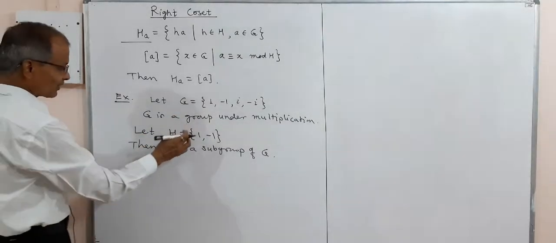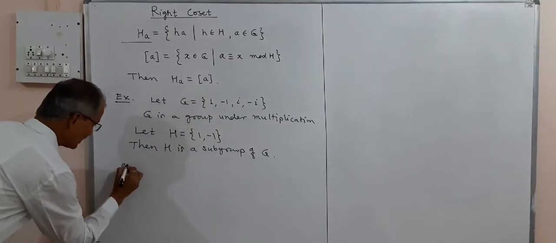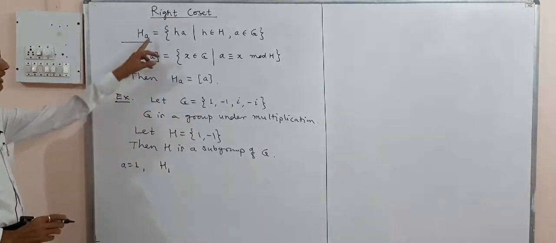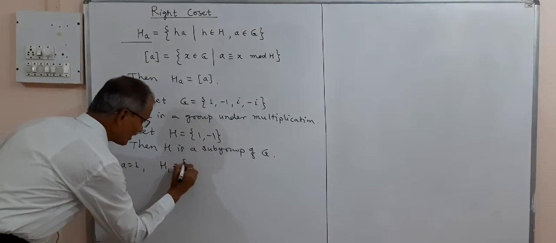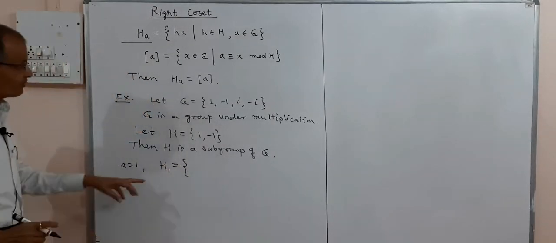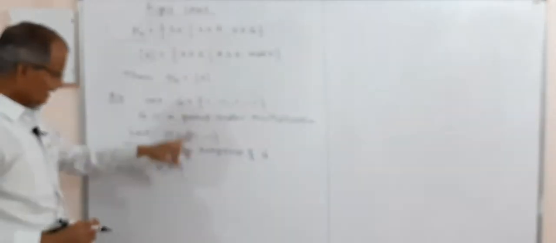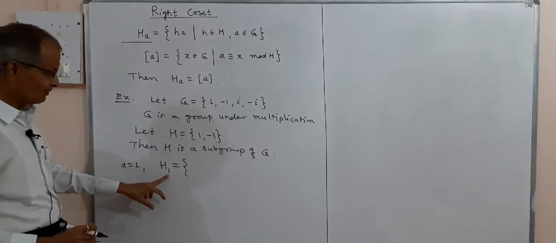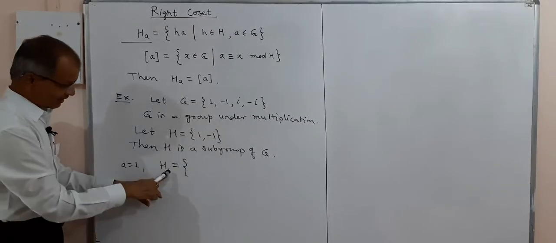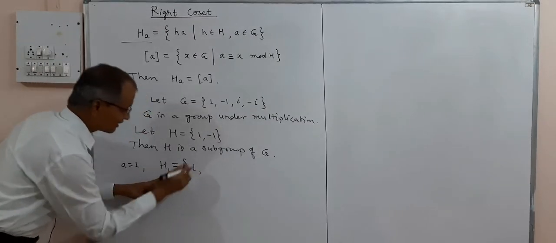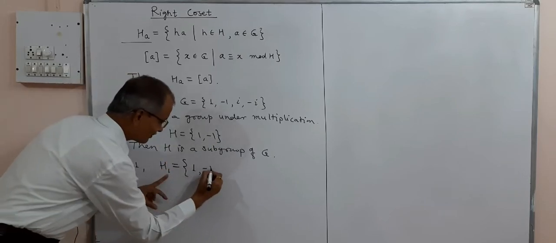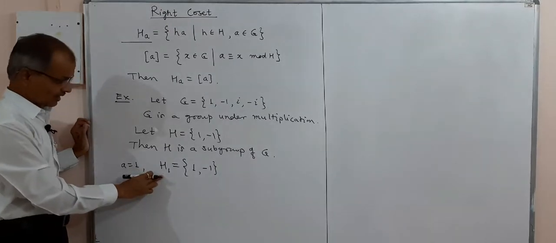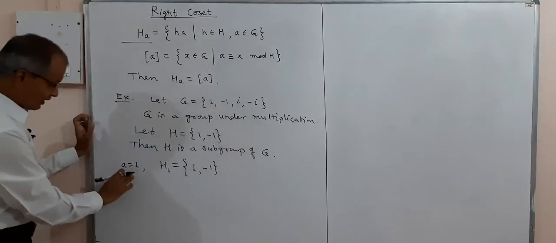First we shall consider a equal to 1. So a is equal to 1, then the right coset is H1. Ha is H1, and this is equal to, now every element of H is to be multiplied by a, and there are only 2 elements, 1 and minus 1, and these are multiplied by a, meaning 1. So 1 into 1 will be 1, and minus 1 into 1 will be again minus 1. So this is H1, the right coset of H in G corresponding to a equal to 1.